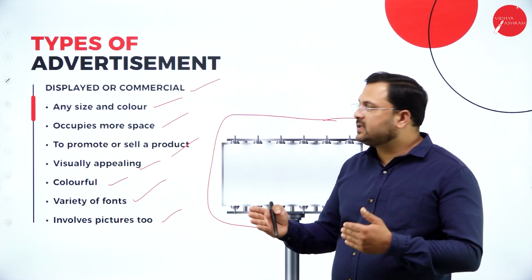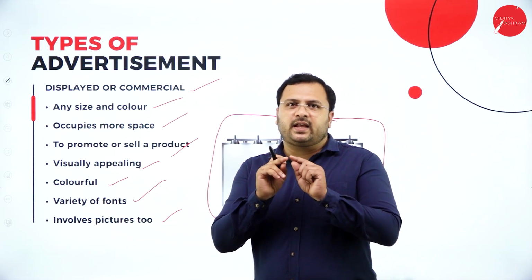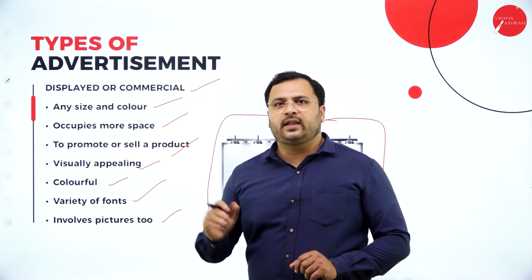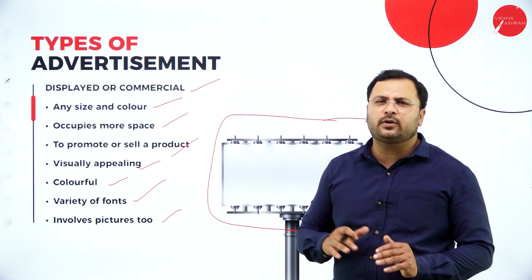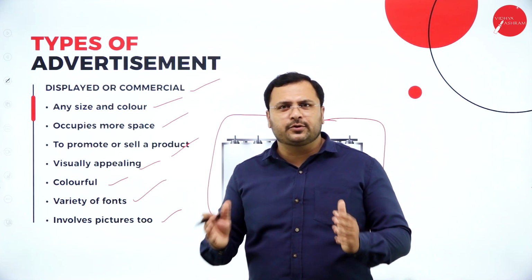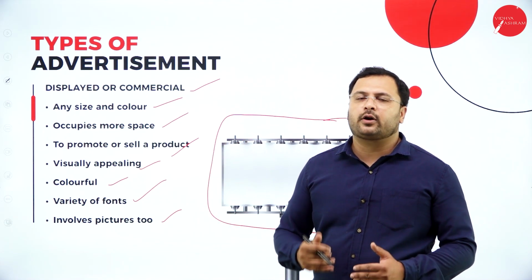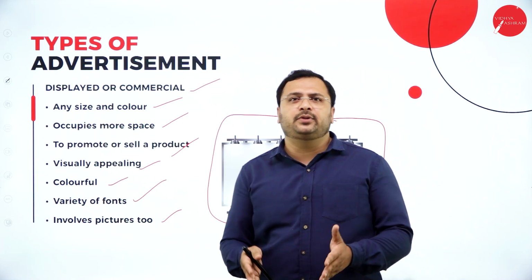So, classifieds and displayed are commercial advertisements. Classifieds use limited space on the newspaper, and there we are not going to use articles, prepositions and conjunctions. We don't use sentences there. We don't use pictures there. But in displayed or commercial advertisements, we use all these things to appeal to the people.